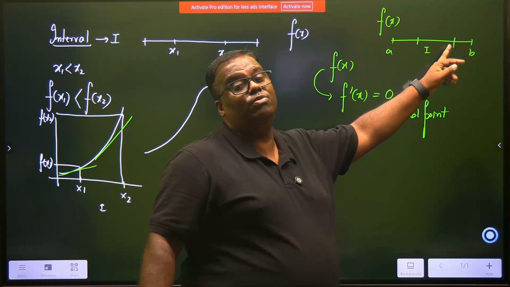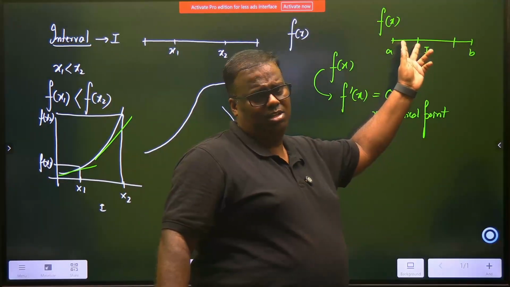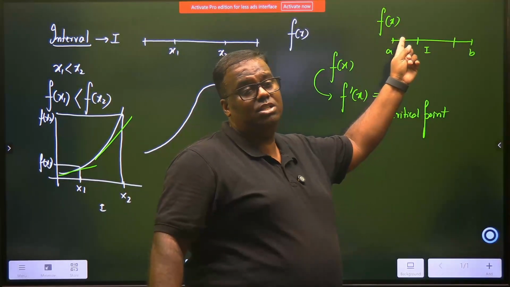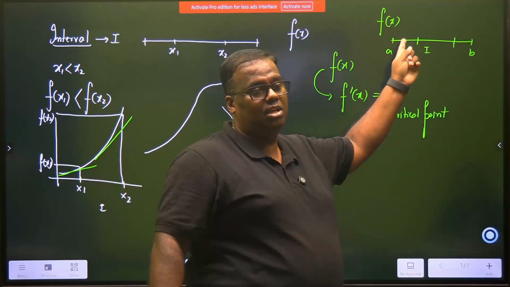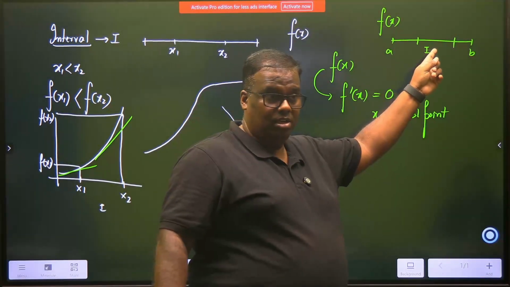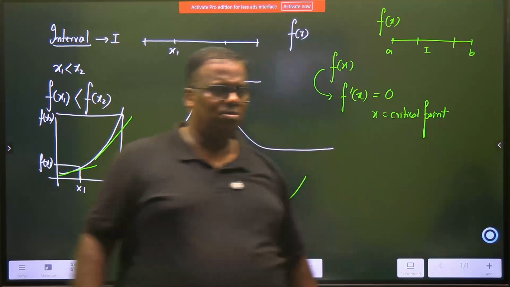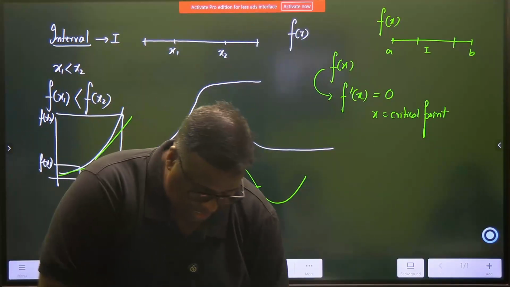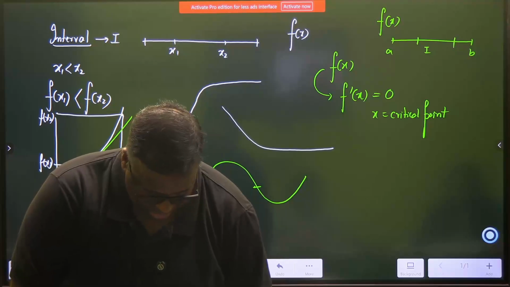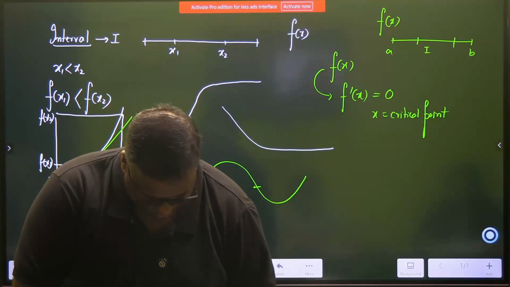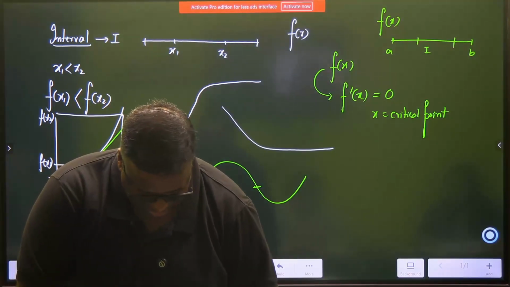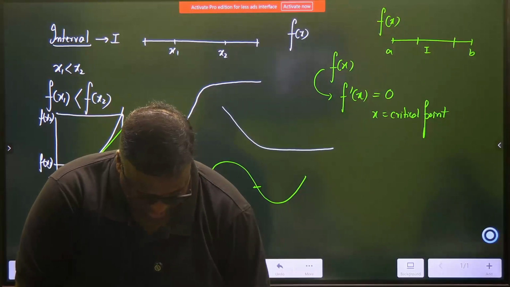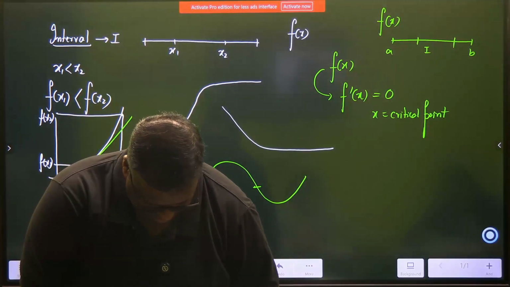For what? f dash x, at any arbitrary point. If you find f dash x is greater than 0, the function is increasing. Less than 0, decreasing. Shall we take some problems and do? It will become easier for us. Let's take some problems and try and see. From now on, all the problems in this chapter are very interesting. So we'll solve some.